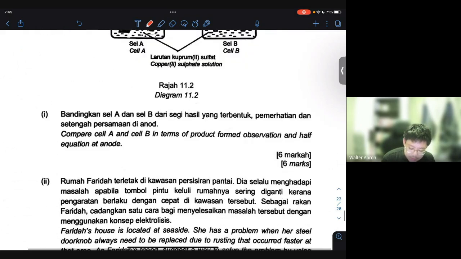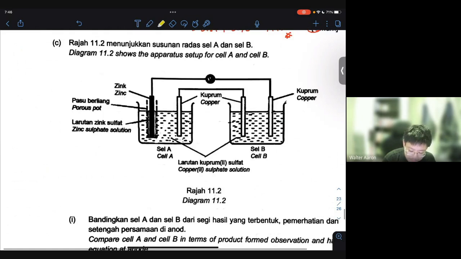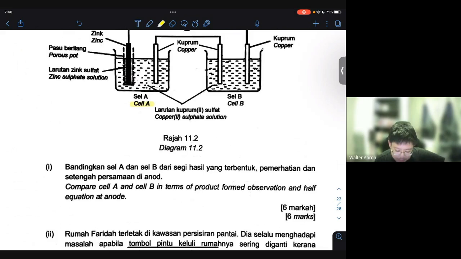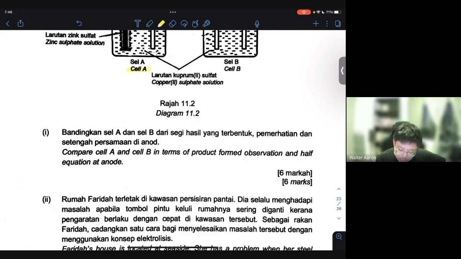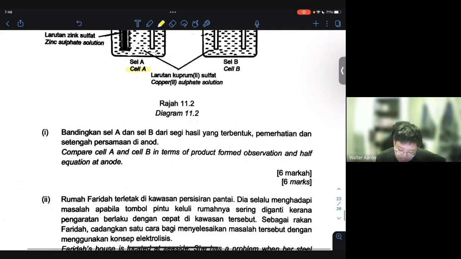So compare cell A and cell B in terms of product formed, observation, and half equation at the anode. So we'll start with cell A. So cell A is over here. Cell A is referring to the chemical cell, where you can see, right, zinc is dipped inside the porous pot, which contains zinc sulfate, and then we have copper, which is dipped inside copper(II) sulfate solution. So I would say that you can just explain what cell it is. So for cell A and cell B, they want you to explain in terms of product formed, observation, and half equation.